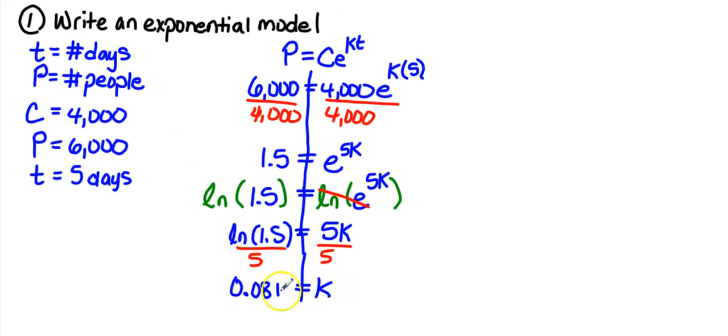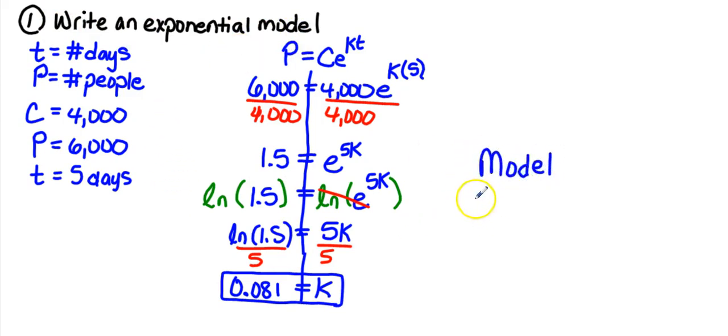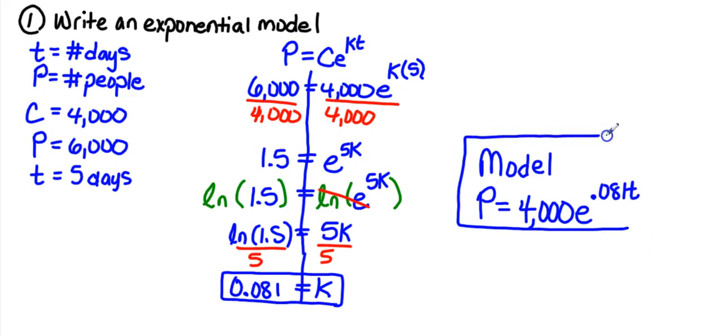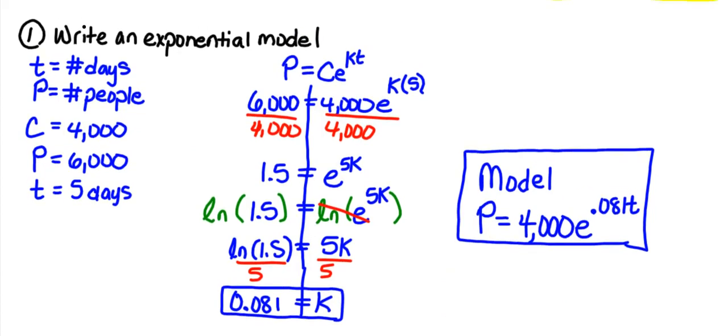Now that I found that unknown constant, I can finish doing what I was asked to do, which was write an exponential model. So our model will be P equals 4,000, because that's what C is, e to the 0.081 t. By the way, you could write P or you could write P of t, whatever you like better. That wraps up our board note example.